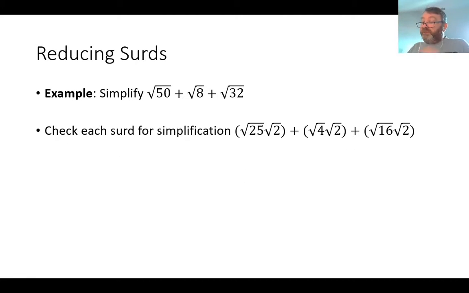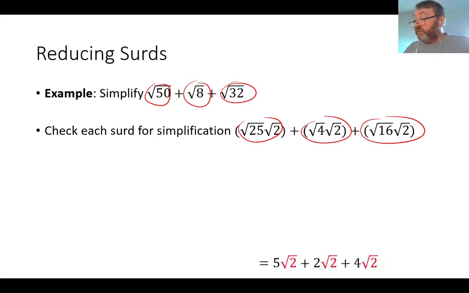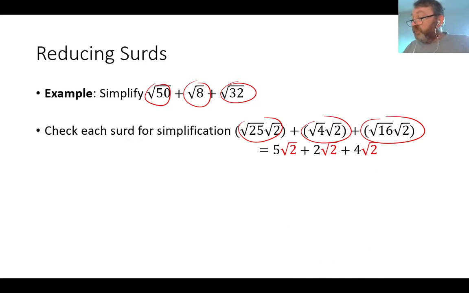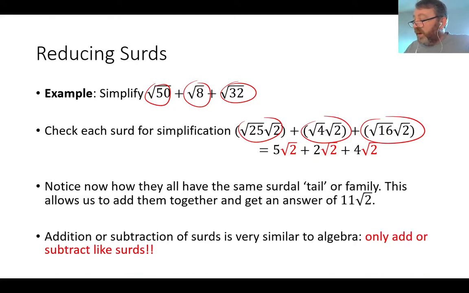Okay, so check each surd as we said already for simplification. Root 50, well, check 50 first. 50 contains a square 25. 8 contains a square 4 as a factor, and 32 contains 16 as a factor. So you rewrite root 50 as root 25 times root 2, root 8 as root 4 times root 2, and root 32 as root 16 root 2. And then all you've got to do is simplify them down: 5 root 2, 2 root 2, and 4 root 2. And because they have the same tails, or the same endings, you can add them together as 11 root 2.